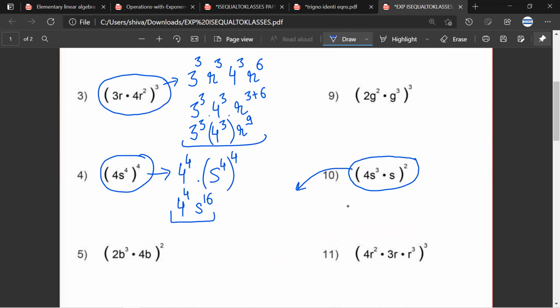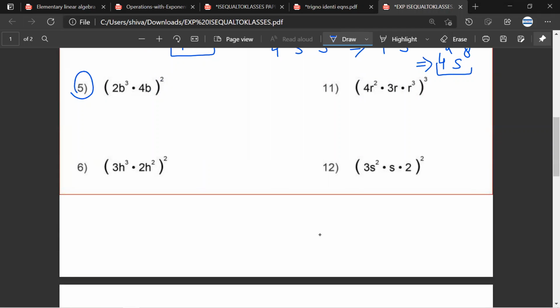So we'll multiply 2 by 1, then 3 and 1. So what should I write here? 4 raised to the power 2, s raised to the power 6 and the other s raised to the power 2. So 4 raised to the power 2 into s raised to the power 8.